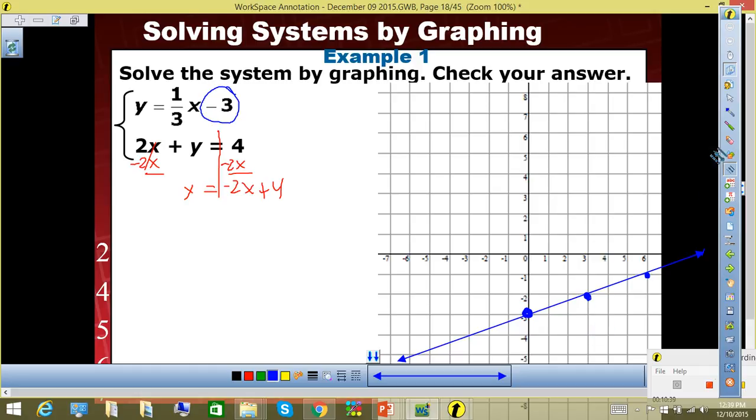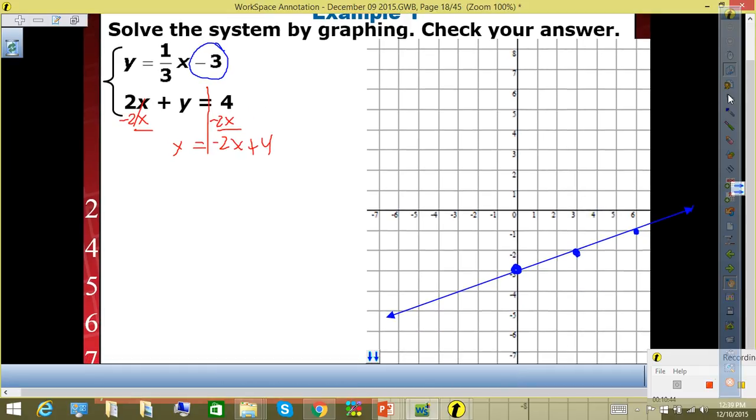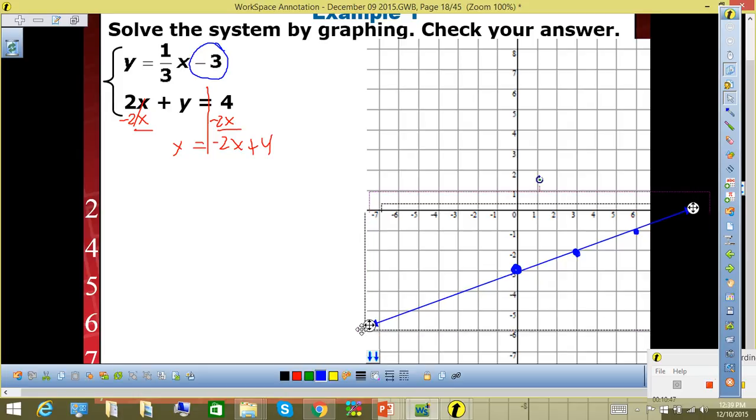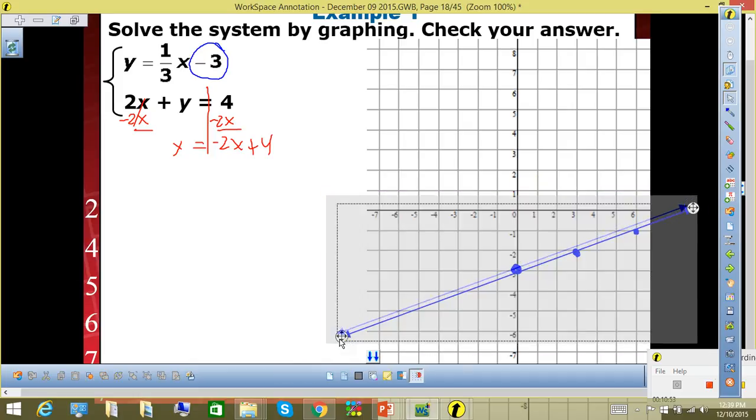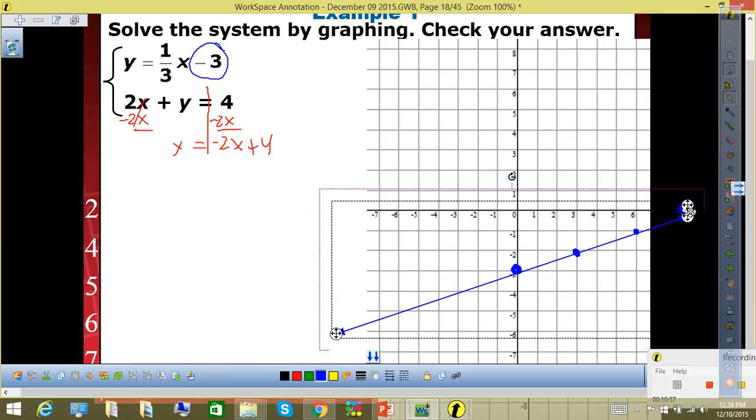Make sure, if you don't have a ruler on your desk, go get a ruler. They should have left the ruler on your desk. Make sure you extend all the way across the coordinate plane, because sometimes the intersection is far off from one quadrant to the other.